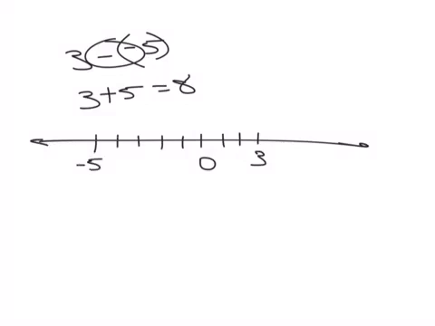So how far is it from here to here? It's 8. Okay? So that's how they get that. Okay, let's see. Is there anything else on here?